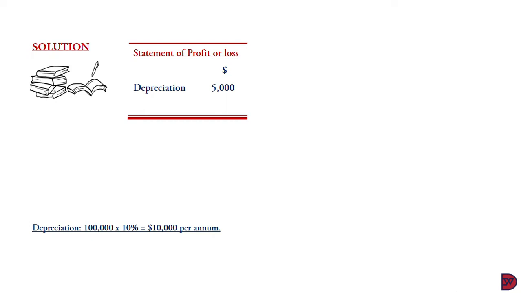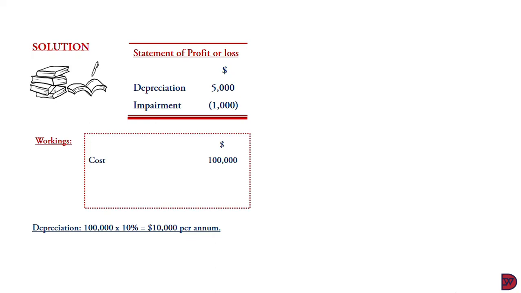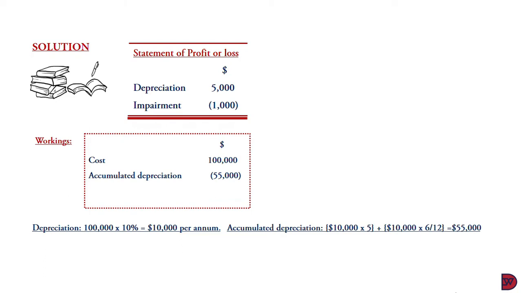So we only charge half to the account. Now, for the impairment, we have to first calculate the carrying value. The cost of the asset is $100,000. Accumulated depreciation is $55,000, which is $10,000 for the 5 years from 2015 to 2019, then half of it, which is $5,000 for 2020, giving $55,000. It will lead to a carrying value of $45,000.